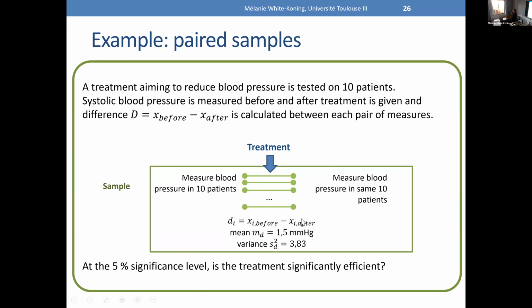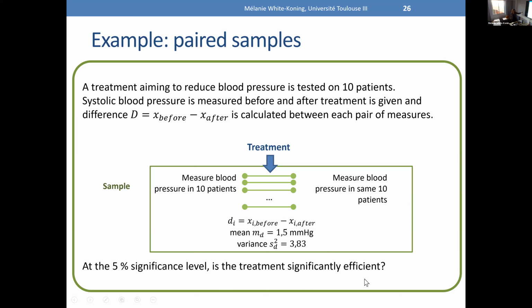And why are they paired and not independent? Because it's the same patient, okay? So you can transpose it to other situations. Every time the same mouse or the same sample, which you analyze with two techniques, every time there's that, then you're not with a condition of independence. And so you have to do things different. So the question here is, at the 5% significance level, is the treatment significantly efficient?